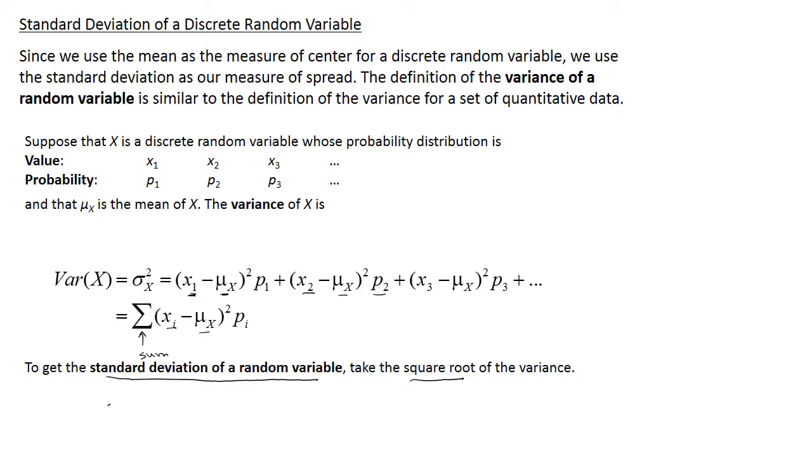So the standard deviation will be the square root of the sum of the individual values of x minus the mean squared times individual probabilities. That's all under the square root. This formula, along with the formula for the mean, is on your formula sheet, so you won't have to memorize that.